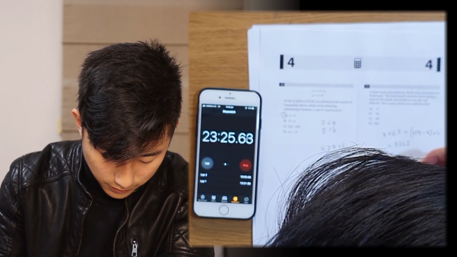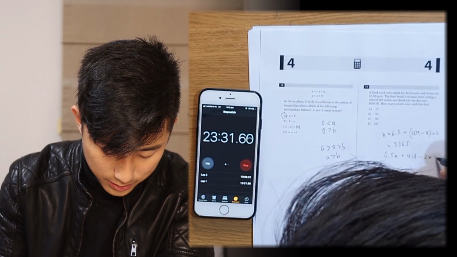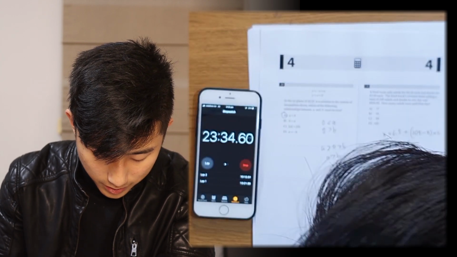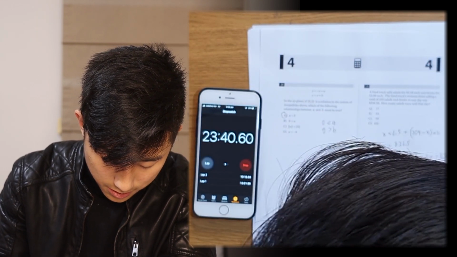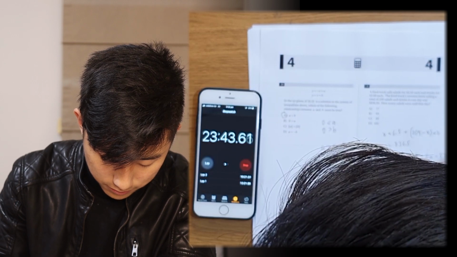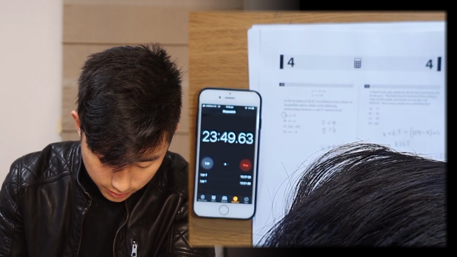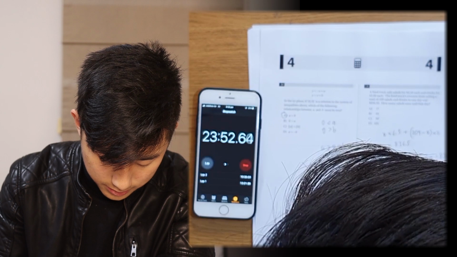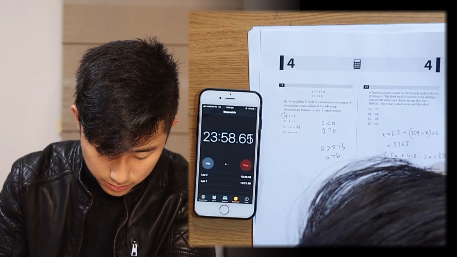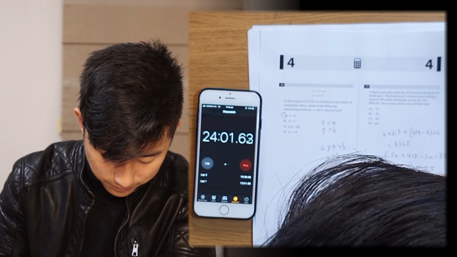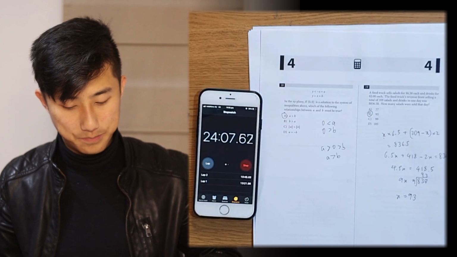So 6.5x plus 418 minus 2x is equal to 836.5. So 4.5x is equal to, that minus that is, oh, nice and convenient, 418.5. So 9x is equal to 837. And is that divisible by 9? Yes it is. So x is equal to 93, and that was for salads. Yep, B.